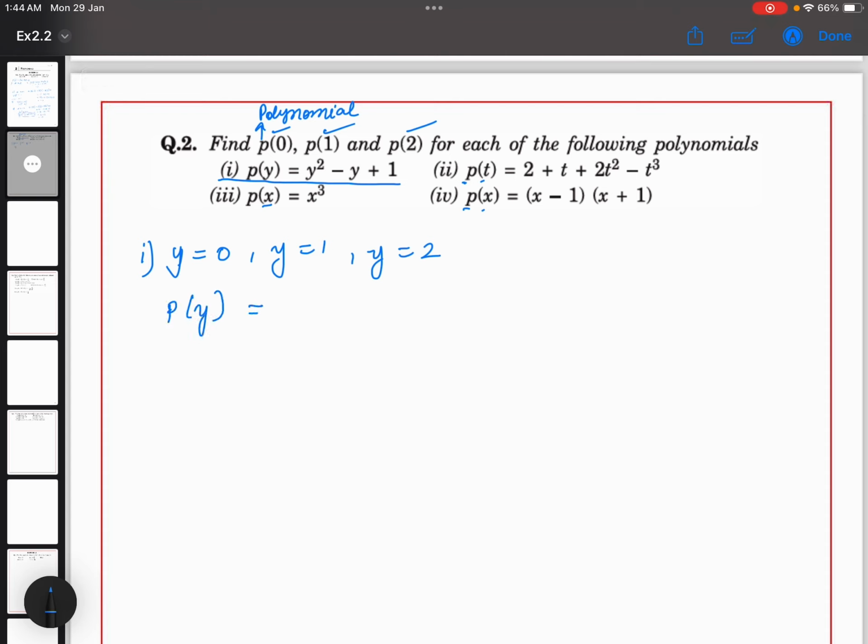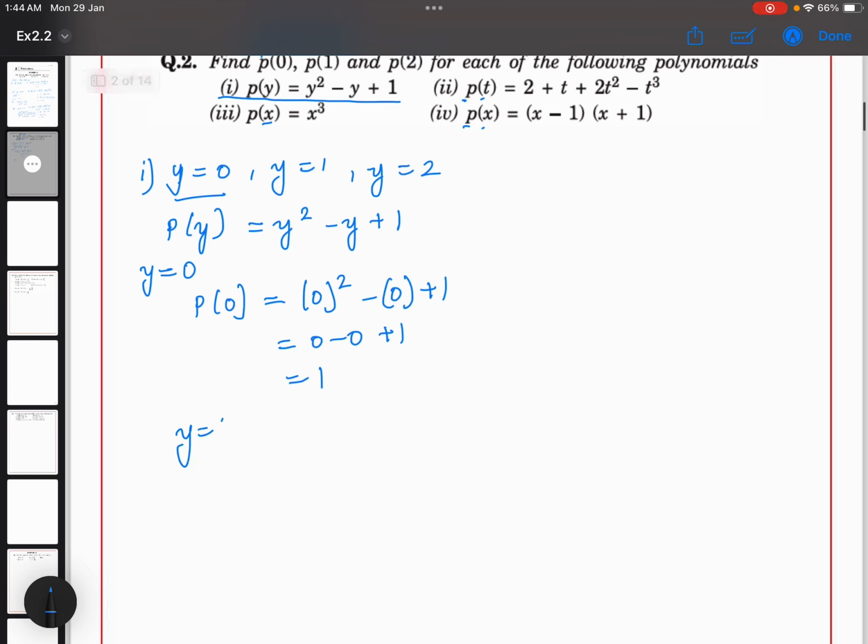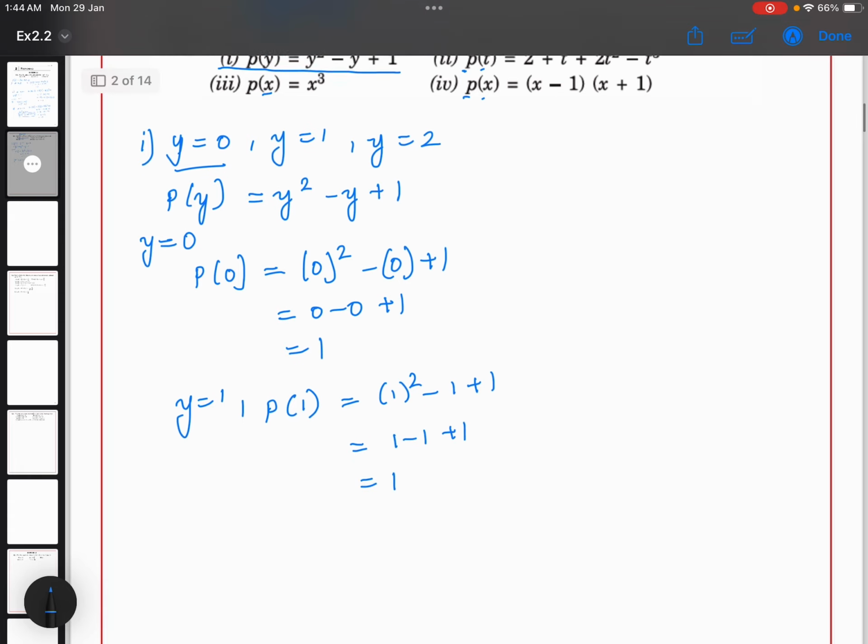So for the first question, p of y is given as y square minus y plus 1. So we'll find out for y equal to 0. So p of 0 will be, substitute the value of y as 0, 0 square minus 0 plus 1. So this will simply give you 1. The next question is for y equal to 1. Similarly, just put p of 1, substitute it as 1 square minus 1 plus 1. So this should be 1 minus 1 plus 1.